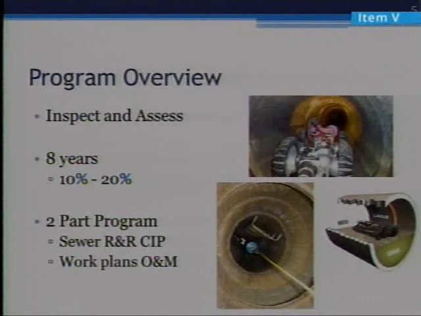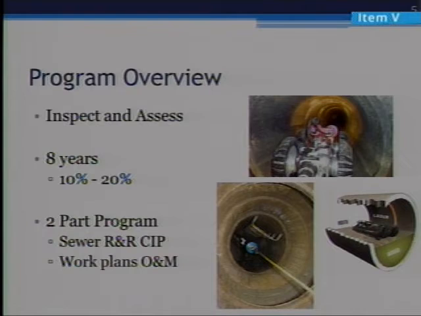An overview of the condition assessment program, as I mentioned, is the first step is the condition assessment. This aspect is to inspect and assess all the gravity mains and manholes in the city and assess them for replacement, rehabilitation, or maintenance based on the actual field conditions. This will be accomplished over 8 years with the inspections of 10 to 20% annually.